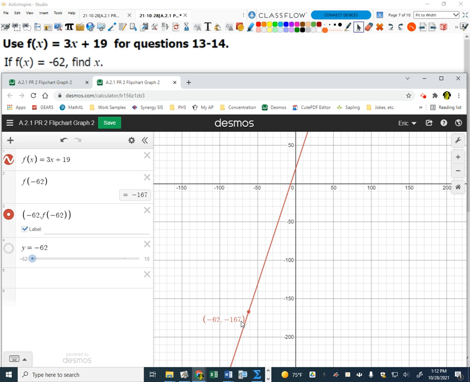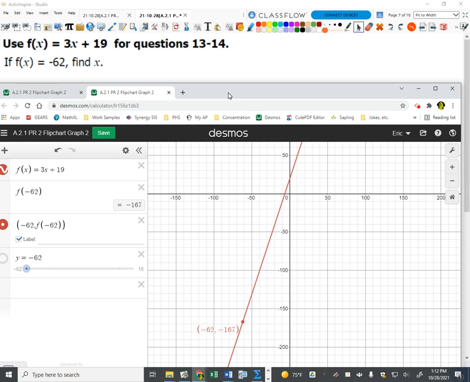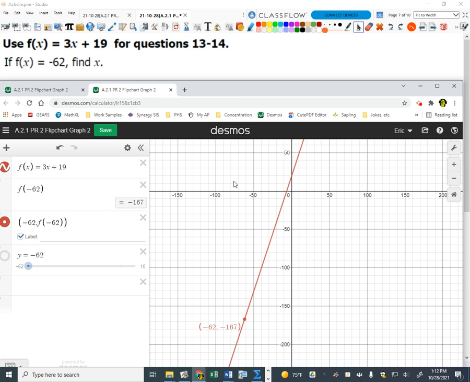I don't know if that's what you're saying, but that's not what I want, is it? What's the y coordinate of that point? Austin, what's the y coordinate of that point? No. Negative 167, because that's the output I got when I input negative 62. That's not what we're being asked to find, though. We're trying to find the value of x when y equals negative 62.